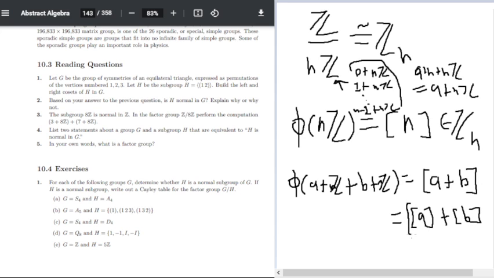Well, the equivalence class of a plus b, but we don't worry about that, is equal to phi of a plus nZ plus phi of b plus nZ. Which shows that we actually have an isomorphism. So that thing I told you, the hint, the sneaking feeling you might have had, is actually true: the integers mod nZ, in the sense of quotient, is the integers modulo n.